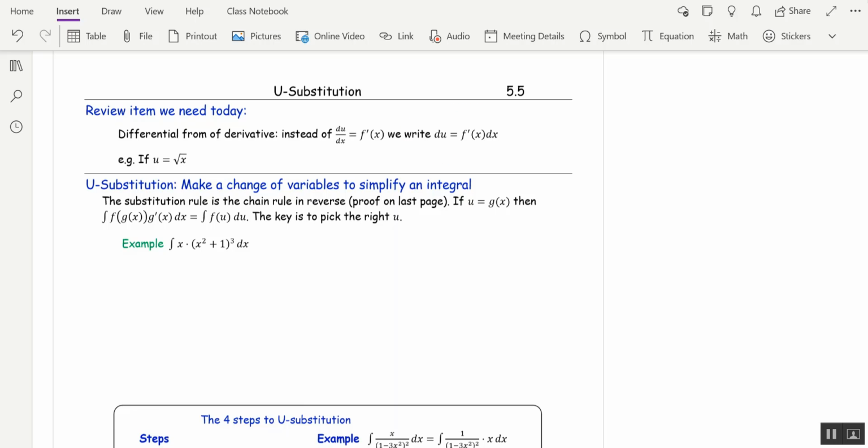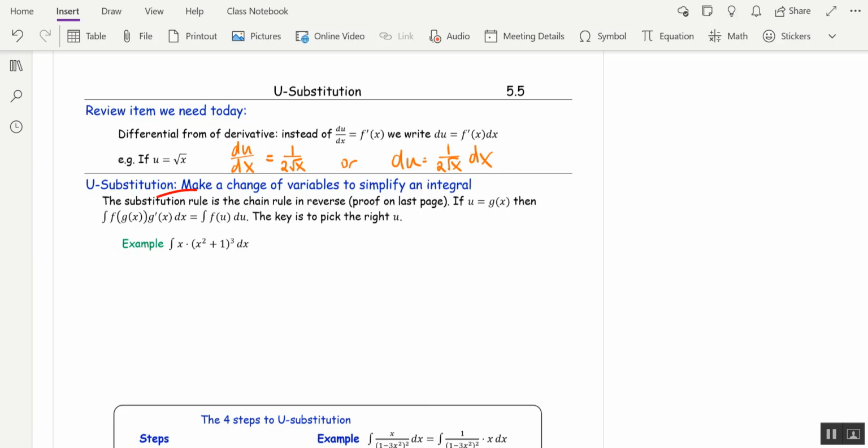So for example, if u is root x, then if we just take the derivative du dx, we get 1 over 2 root x. And when we write this in differential form, we're just going to move the dx to the other side. So we're going to write du is 1 over 2 root x, and then we're going to put the dx here. All right, I think the easiest way to learn U sub is just to do a bunch of examples. And so I'm going to do some here, and then you have a lot in your homework.